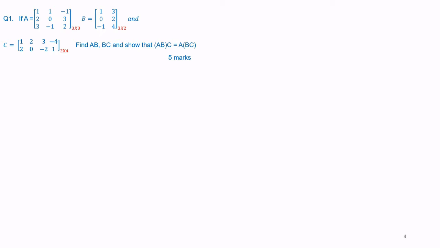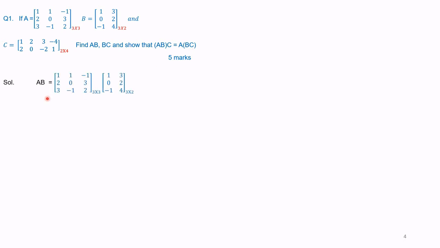It is given that A is 1 1 minus 1, 2 0 3, 3 minus 1 2. This is a 3 by 3 matrix, that is 3 rows and 3 columns. Similarly, B is given as 1 3, 0 2, minus 1 4, that is 3 into 2, that is 3 rows and 2 columns. And C has 2 rows and 4 columns. You see, this is the first column, this is the second column, this is the third column, and the last one is the fourth column. So we have 3 matrices, one of order 3 by 3, the second 3 by 2, and the third 2 by 4. We are required to find AB, BC and show that AB into C is equal to A into BC. Let us solve it.